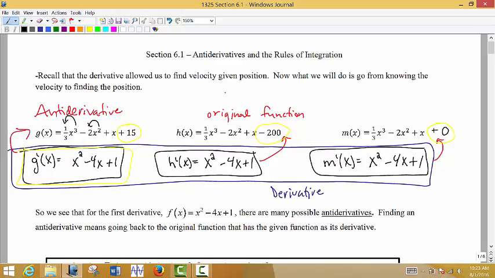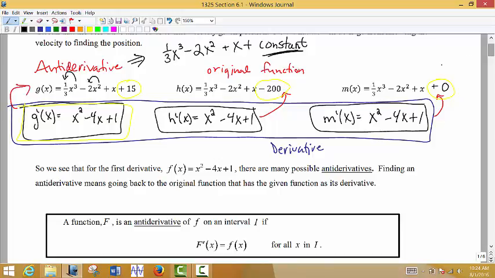So what we could say is that the antiderivative of all of these functions would look like this. It would look like 1/3 x cubed minus 2x squared plus x plus some constant that we would not know. And the only way for us to figure that out would be to have a little bit more information about the original function. So we see that there are many possible antiderivatives, give or take a constant. Finding an antiderivative means going back to the original function that we had given its derivative.